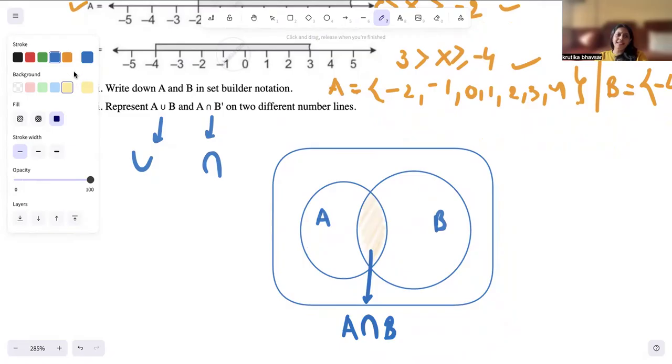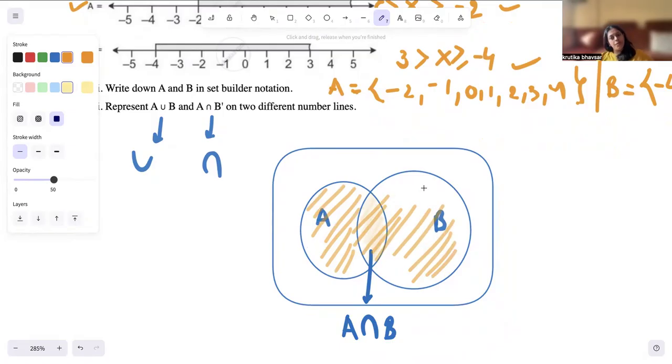Now let's try to understand union, the difference between union. What is actually union? Union means all the values of A and all the values of B. So basically we have all this, right? Even the intersection, because intersection values are also in A and also in B. So this is the entirety, and which is what? A union B.